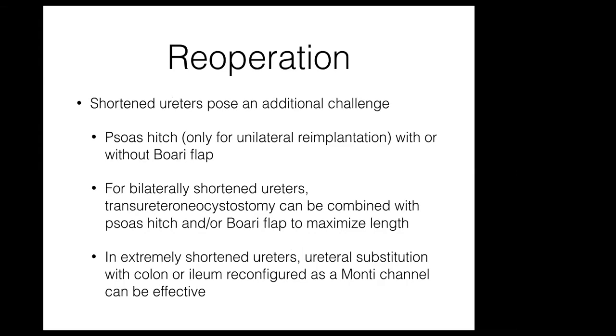Additionally, during the operation, you will encounter shortened ureters, which will pose another challenge aside from their fibrosis and inflammation. In these cases, you can opt to do a psoas hitch, although those are for unilateral implantations, with or without a Boari flap. For bilaterally shortened ureters, you can perform the transureteroureterostomy combined with a psoas hitch or a Boari flap to maximize the length. In extremely shortened ureters, ureteral substitution with a colon or ileum segment reconfigured as a Monti channel can also be effective.